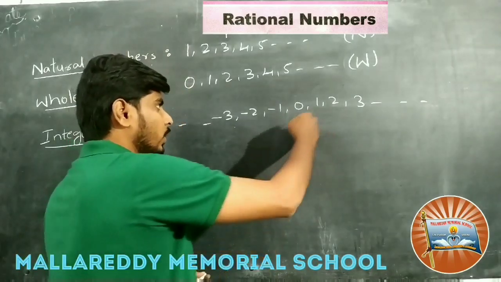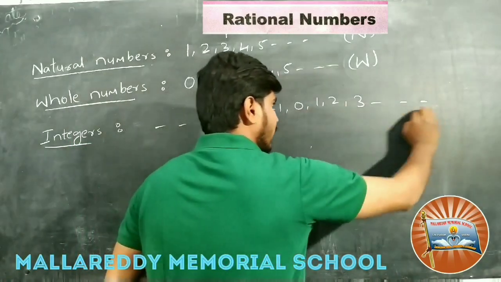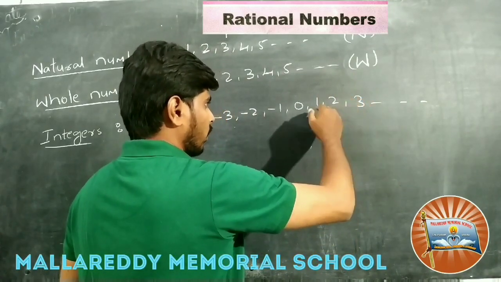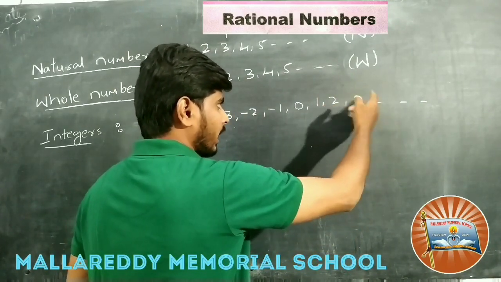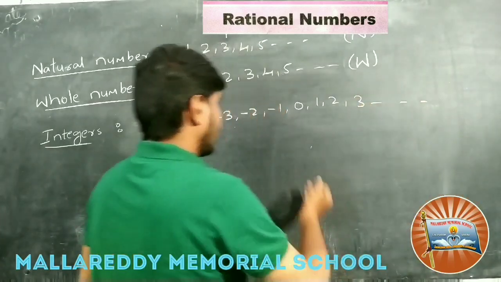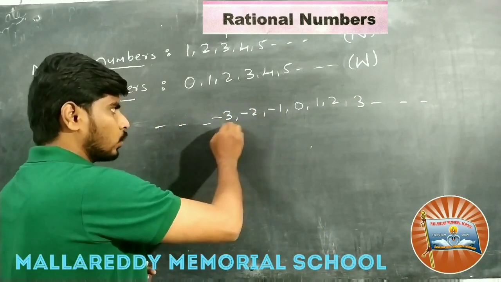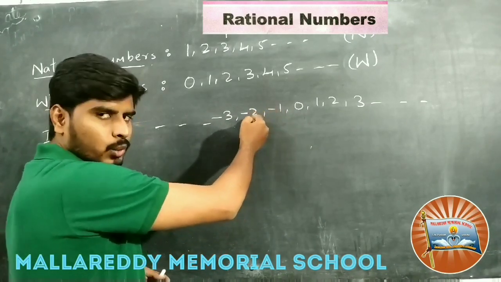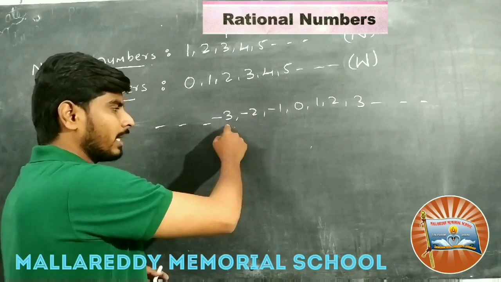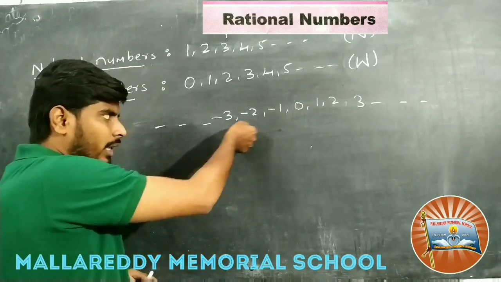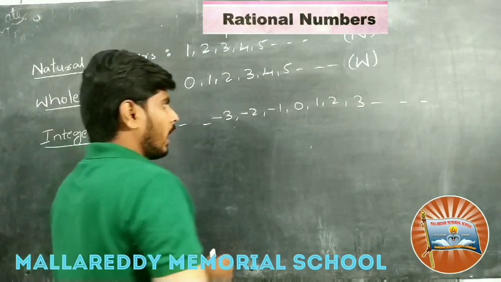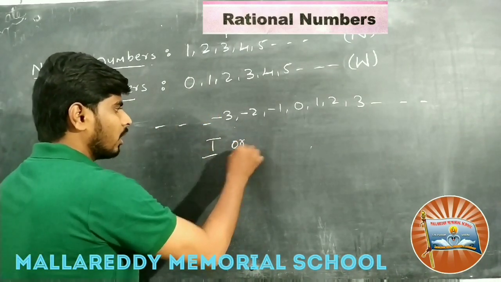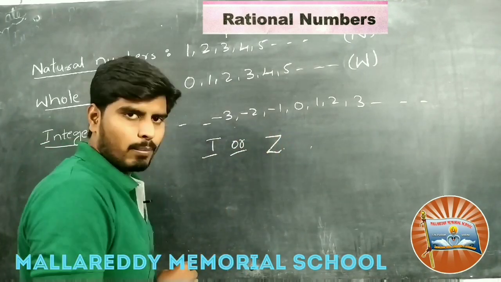On the right side of 0, the numbers are in increasing order. It means 2 is greater than 1, 3 is greater than 2, and so on. On the left side, -1, -2, -3, and so on. Here -1 is bigger than -2, -2 is bigger than -3. It means the values are decreasing here. And these integers we indicate by capital I or capital Z.